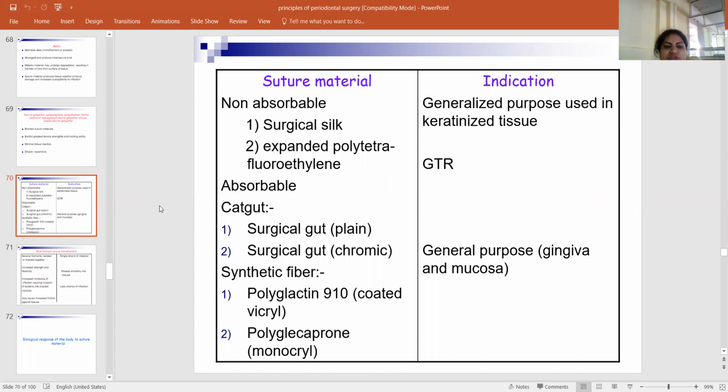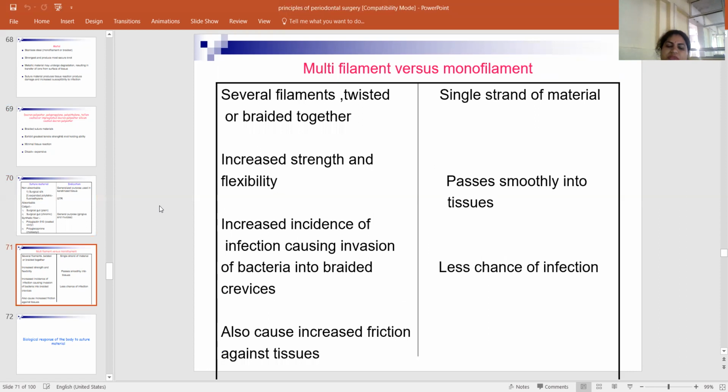And absorbable sutures, which include catgut. Catgut includes two types of suture, plain catgut and chromic catgut. It is used for general purpose. It can be used for mucogingival surgery also and flap surgery also. And the synthetic fibers, including polyglactin 910, the coated Vicryl, and polydioxanone, that is Monocryl. So basically, there are two types: natural, the catgut, and synthetic fibers.